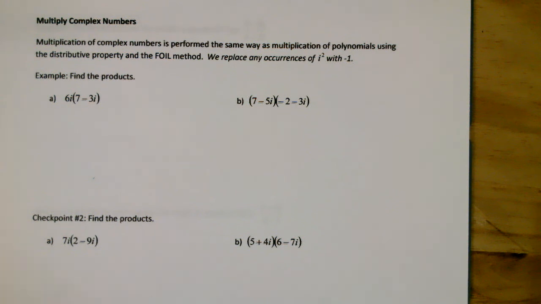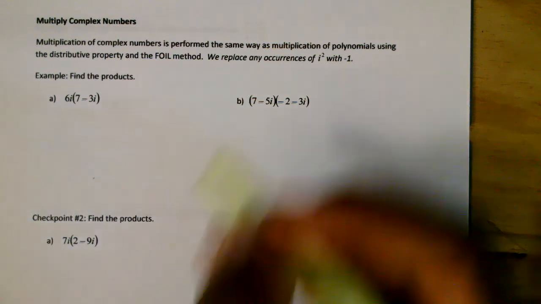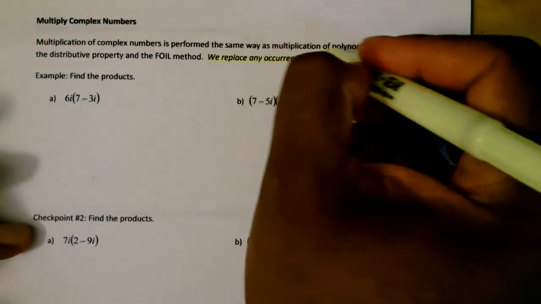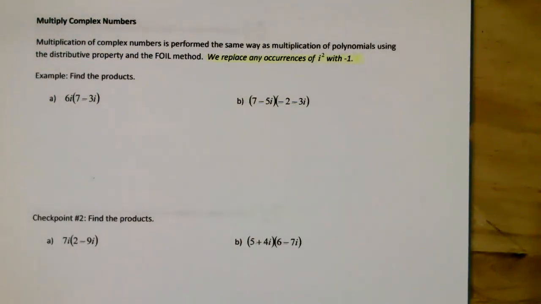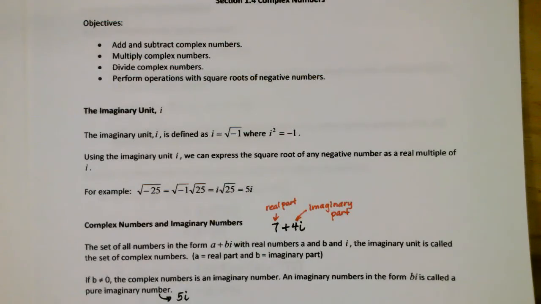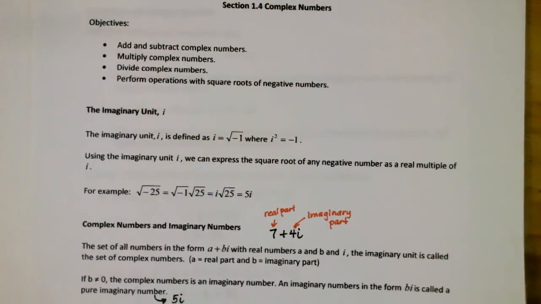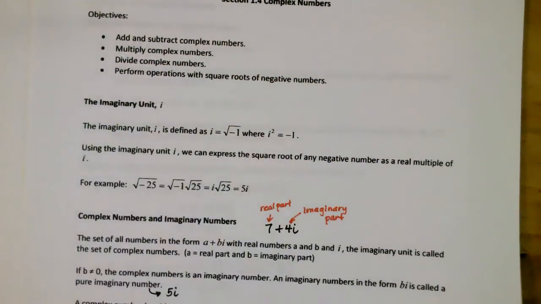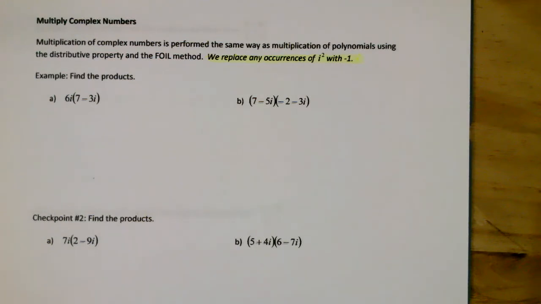Now, there is one thing that you do need to know, and that's this. We replace any occurrences of i squared with -1. So any occurrences of i squared, you replace it with -1. And the reason for that is the definition of our imaginary unit. It's defined as i is equal to the square root of -1, where i squared equals -1. So any occurrences of i squared, you're going to substitute it with -1.